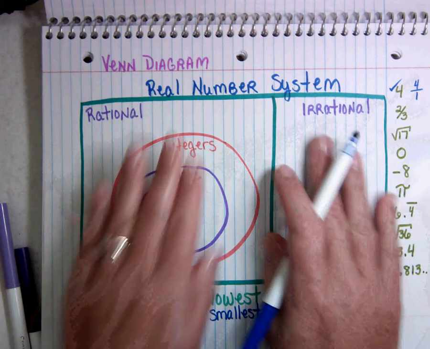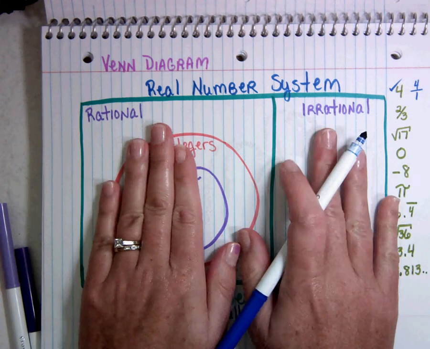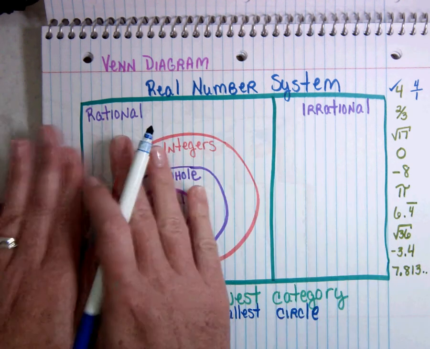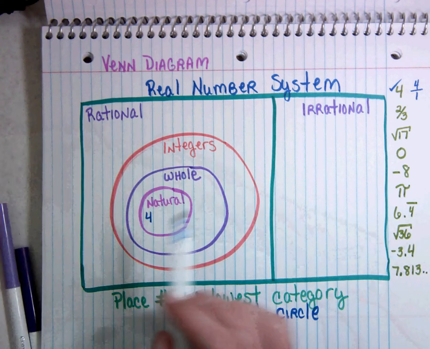Can we write it as a fraction, rational or irrational? It's already a fraction, right? So that means it's a rational number. Okay, so let's look at the smaller categories.